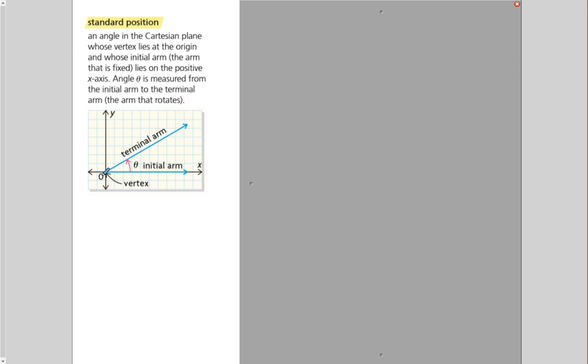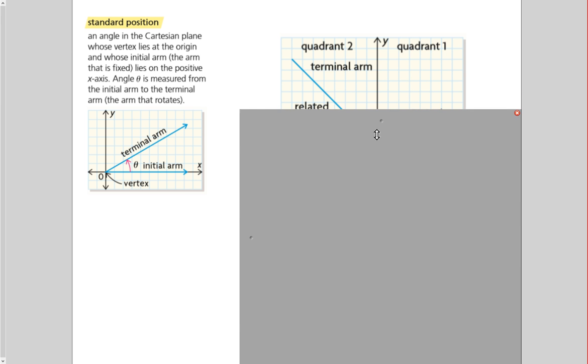Okay, so angles are measured from this thing called the initial arm. That's right here. That's our initial arm. And they go counterclockwise, and they end up here at this thing called the terminal arm. And that's when we make our triangle, right? That makes our triangle. So we start at the initial arm on the x-axis, and then we go to our terminal arm, and we call that our standard position. Okay, so initial arm, terminal arm, standard position.